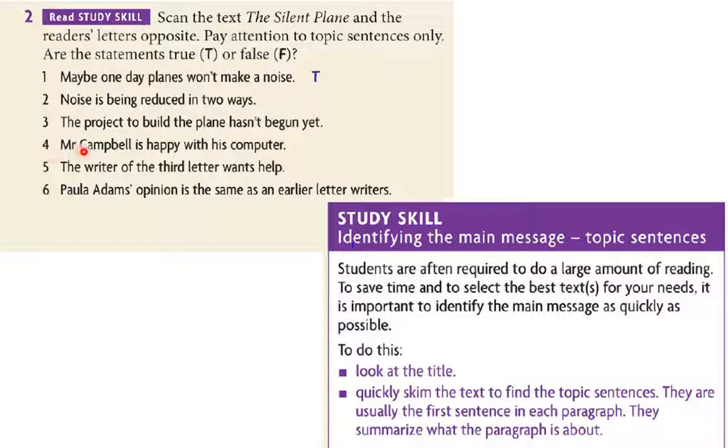Number 4. Mr. Campbell is happy with his computer. You remember the first letter, when Mr. Campbell asked a question in the first sentence in which he shows that he is fed up with his computer. So, Mr. Campbell was not happy with his computer. So, this sentence is false. 5. The writer of the third letter wants help. Yes, true. The writer of the third letter asks for advice. It means that he wants help.